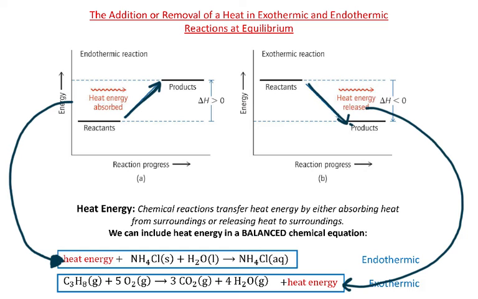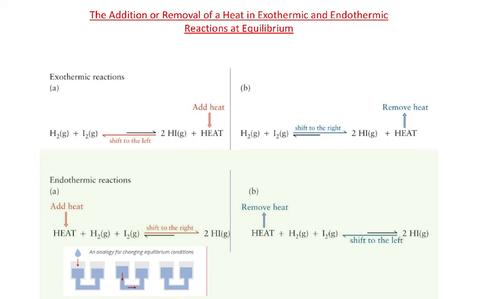And so once we include heat energy into a balanced chemical equation, the concept is really just like adding or removing reactants or products as before, but now we're talking about heat, right? So if we add heat, or let's say we increase the temperature, we can look at equilibrium and figure out what happens. So let's look at the top, an exothermic reaction. So an exothermic reaction, heat is a product, right? Delta H is less than 0.